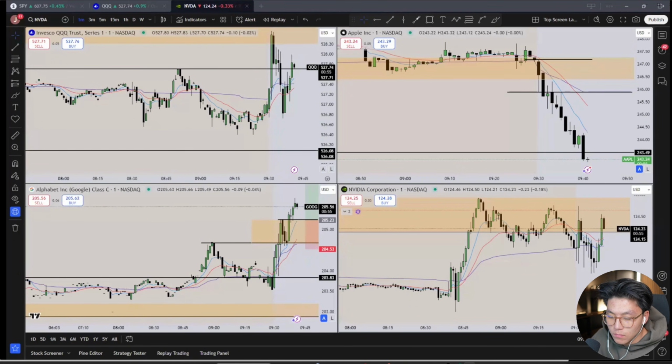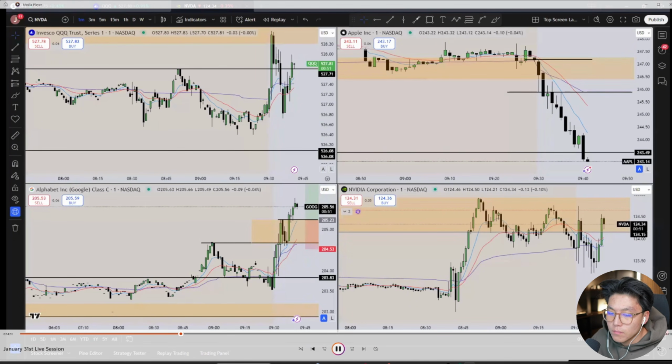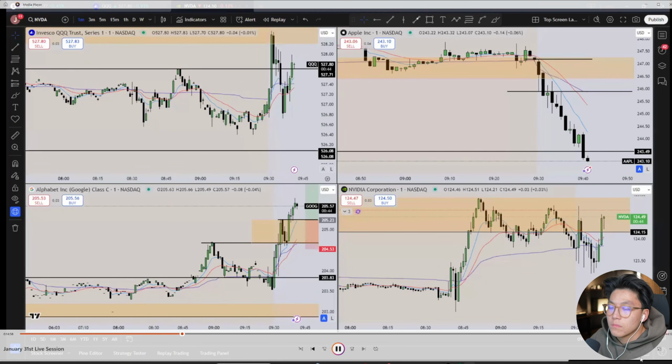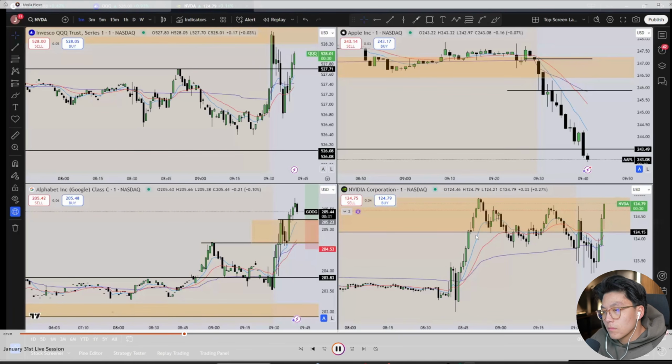All right, so let's wait for Google. Let's see the reaction off this 1 minute order block plus this 5 minute opening range as well. This one's at all-time high, so you're going to have to look at fibs and key cycle levels, and just go bar by bar for Google since it is at all-time highs. For Apple, this one continues to show weakness. All right, keep an eye on Google here.